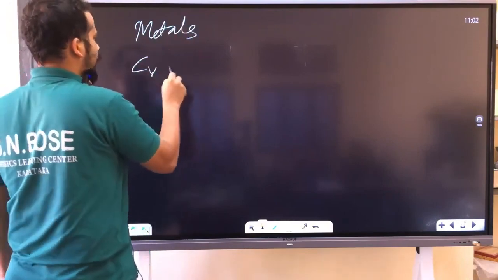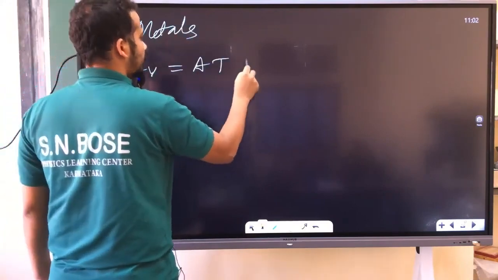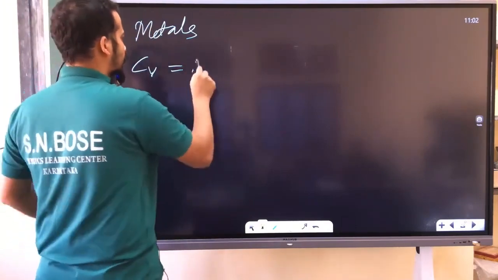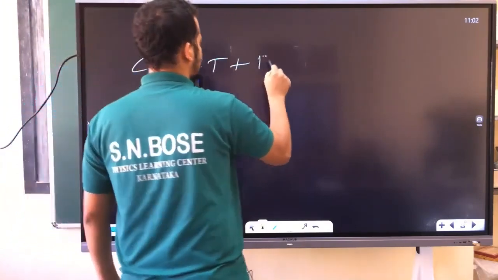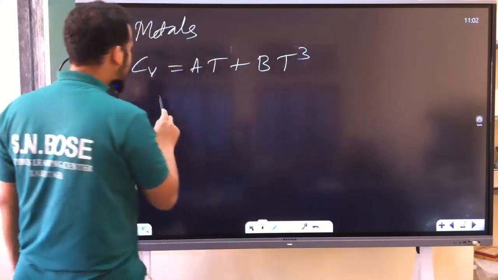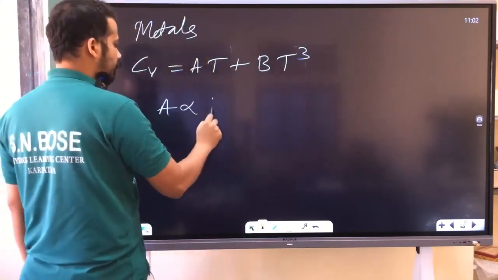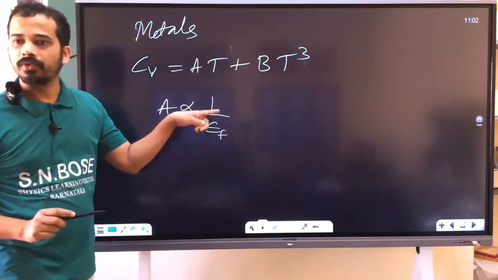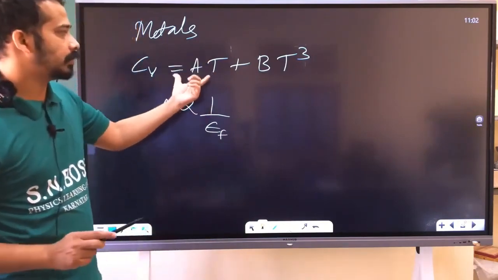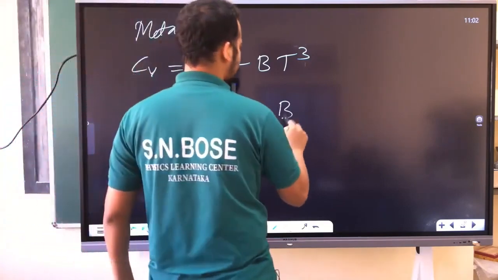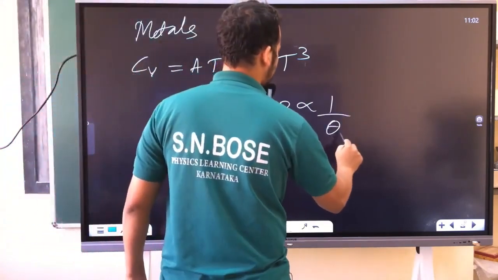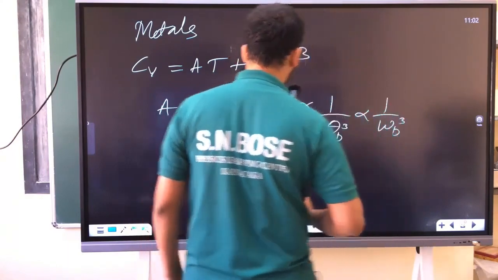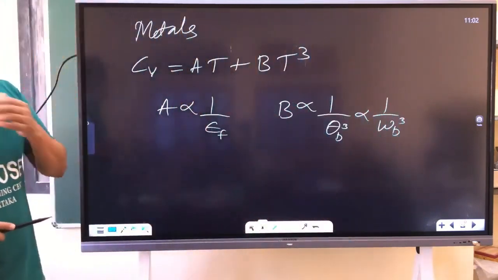Now for metals, the specific heat is equal to AT plus BT cube. They may change the coefficient. The thing you need to remember: A is proportional to 1 by EF, 1 by mu naught will come in the electronic contribution, am I right? So B is proportional to 1 by theta D cube or 1 by omega D cube. These things you should not forget.